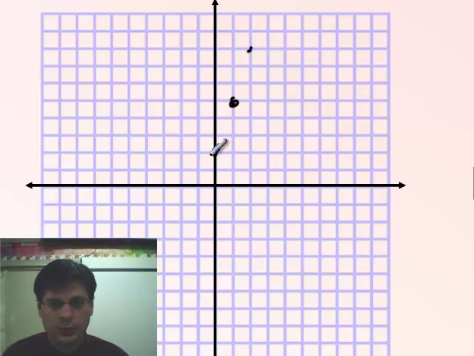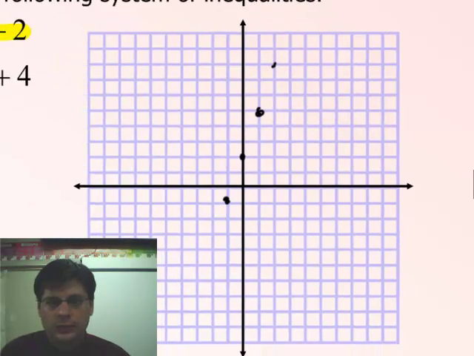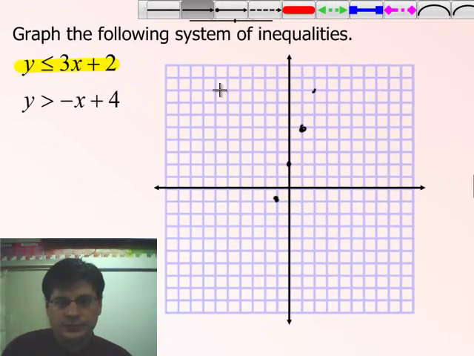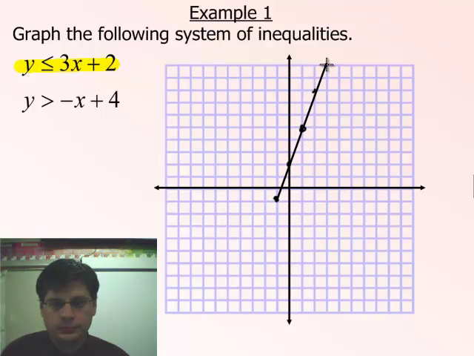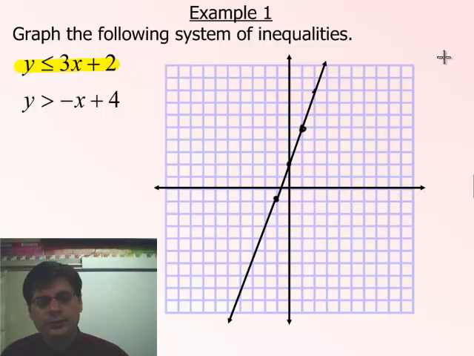And let me get one more point, but in the other direction. So down 3, 1, 2, 3, and left. We'll connect our points. Make sure your lines extend the entirety of your graph. Okay, all right.